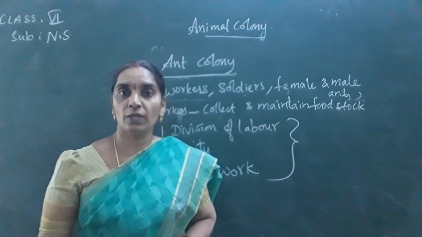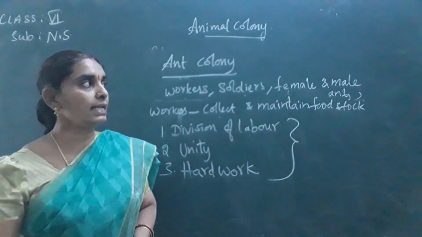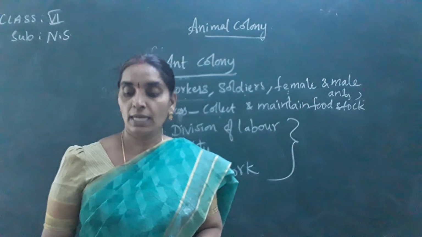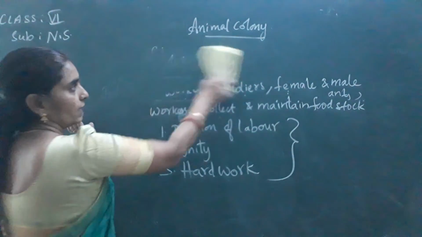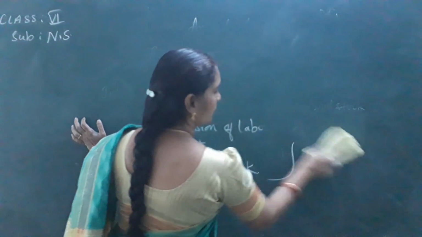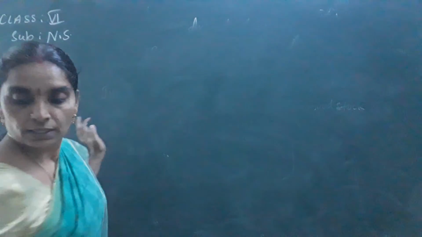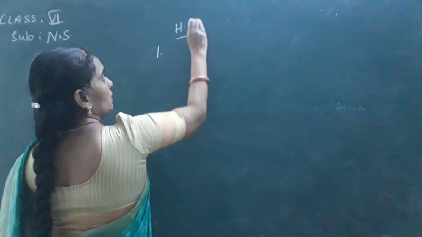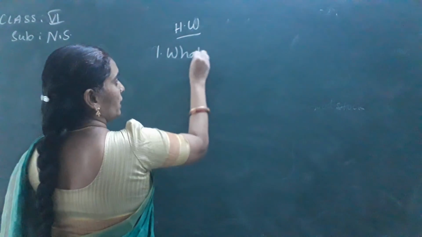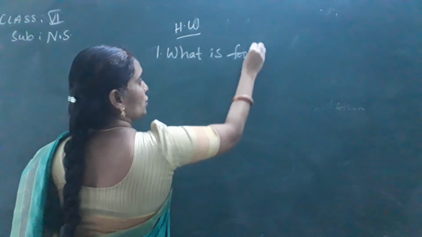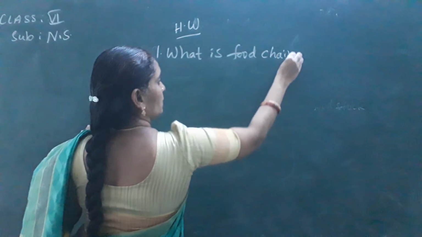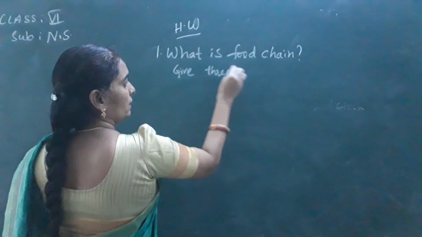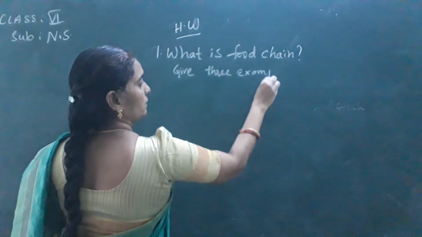Okay children, hope you have understood the lesson well. In the next class, I'll continue with the question answers part. Try to write the homework today, children. That is, write about the food chain. Write what is a food chain, and give 3 examples.